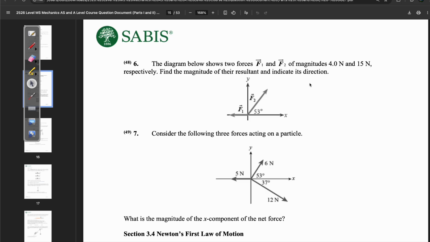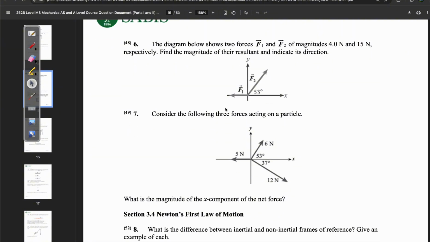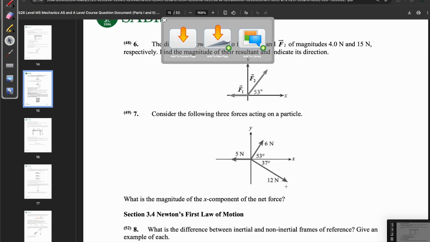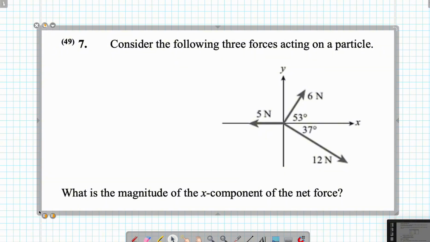Gonna erase this. Number 7. Consider the following forces acting on a particle. What is the magnitude of the x component of the net force? Okay, this isn't as bad as the other ones. Okay, I'll just graph it here. They're asking in number 7 to find the magnitude of the x component of the net force. Let me make it smaller.